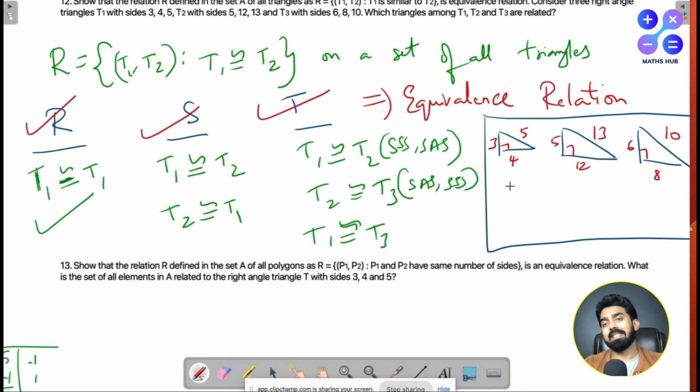So basically, we need to prove that these triangles are similar to each other, and that's how we can say that they are related. So is T1 similar to T2? Yes.